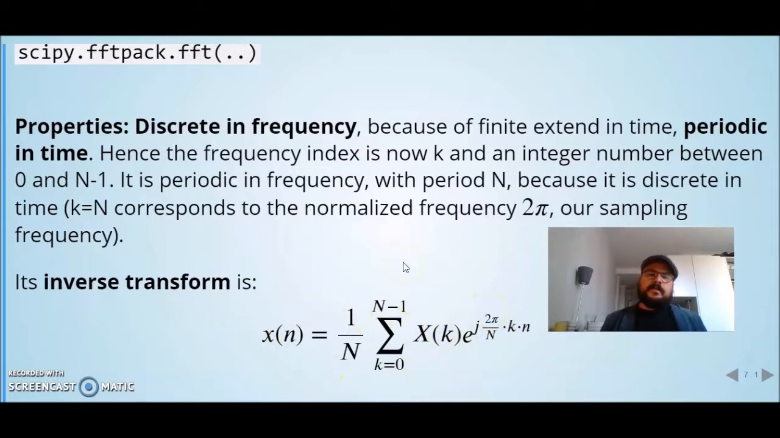So the DFT is discrete in frequency. It has the frequency index k, that is an integer between 0 and n minus 1. So it is periodic in frequency with period equal to n.